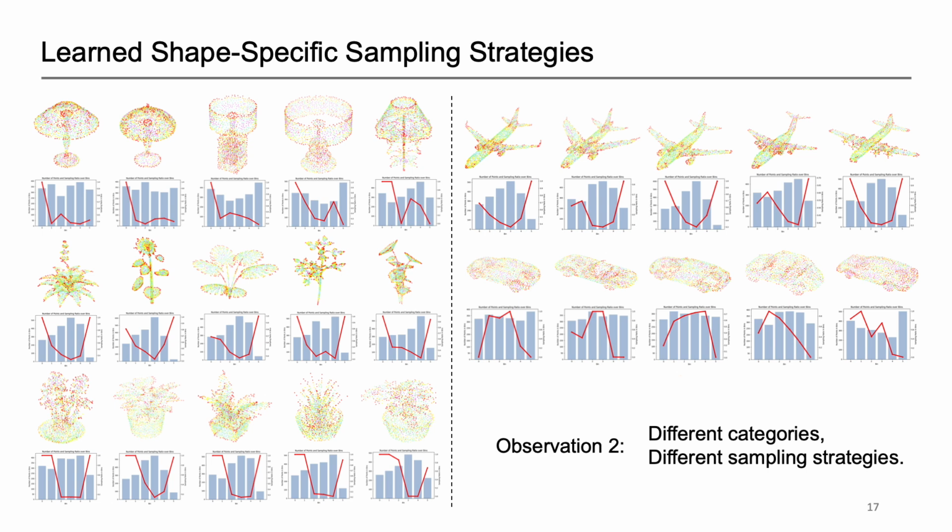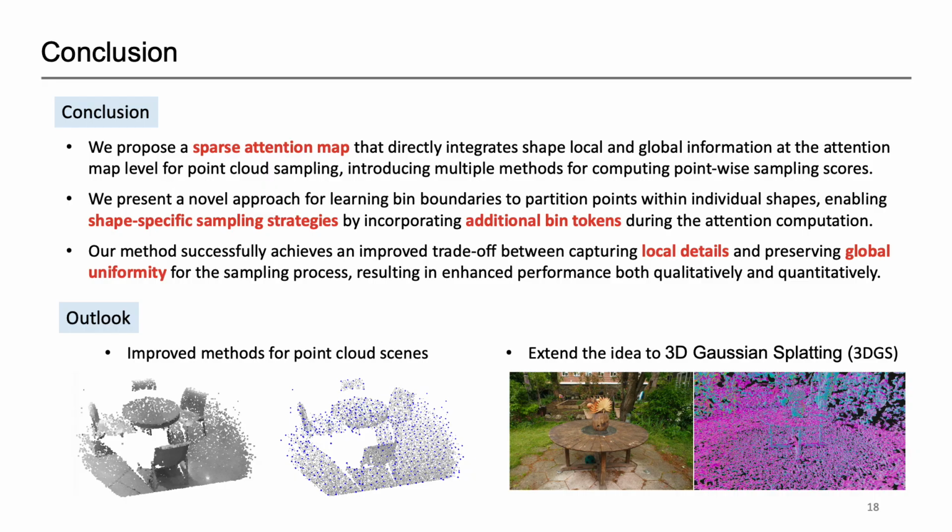Here are more results of objects from other categories. From it, we can observe that shapes from different categories can learn distinct sampling strategies. Overall, our method successfully learns shape-specific sampling strategies for point clouds. To conclude, a novel point cloud sampling method, SAMBLE, is proposed in this paper by using a sparse attention map and bin-based sampling. It successfully achieves a better trade-off between local detail and global uniformity during the sampling process.